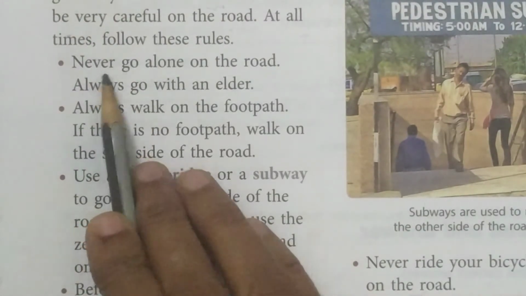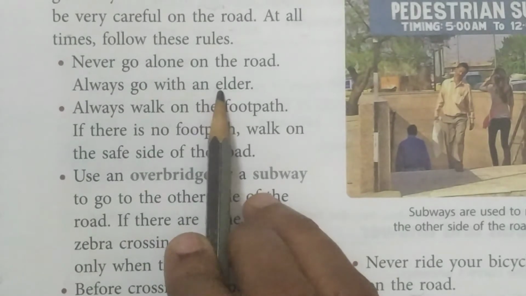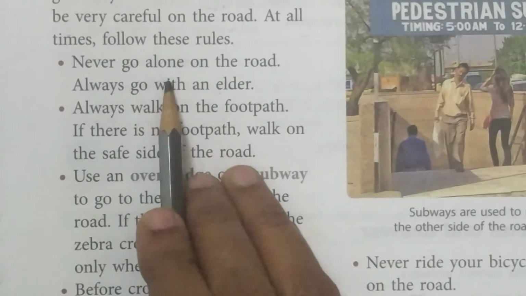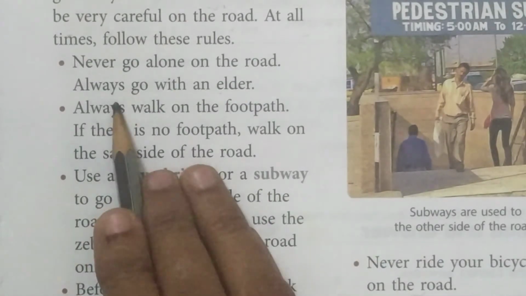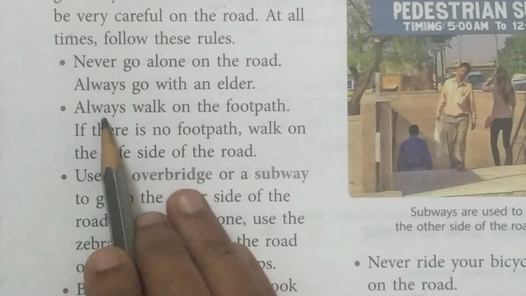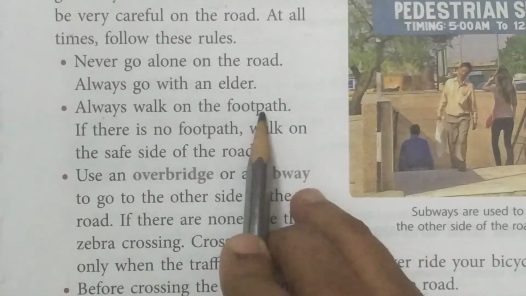First one is never go alone on the road. Always go with an elder, isn't it? Yes, as you are children, you should not go alone on the road. Okay, always go with your parents or grandmother or elders. Okay. Second point, always walk on the footpath.